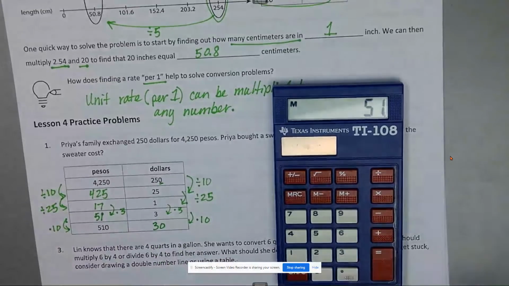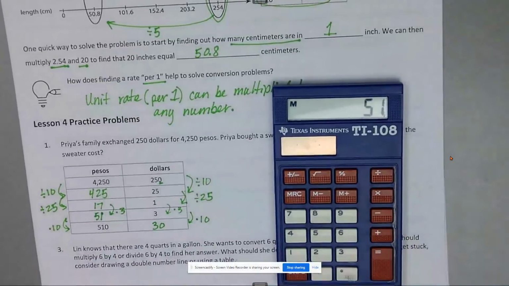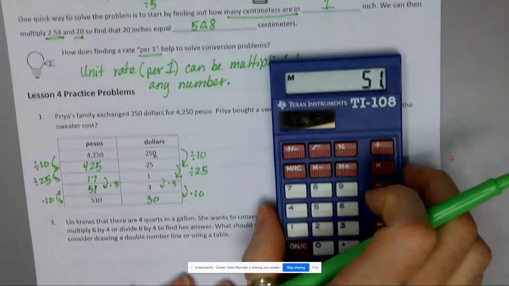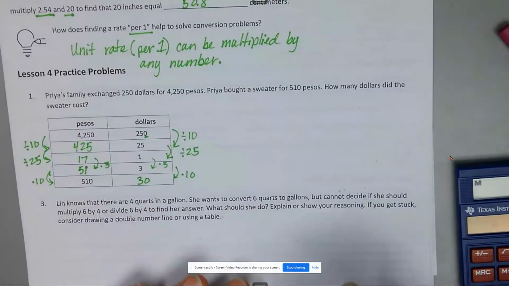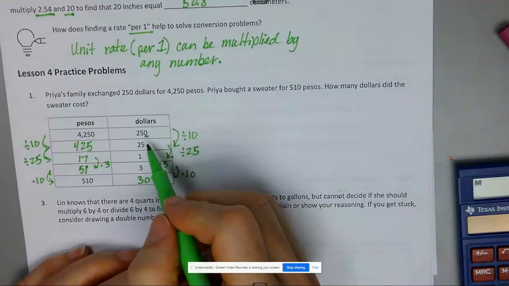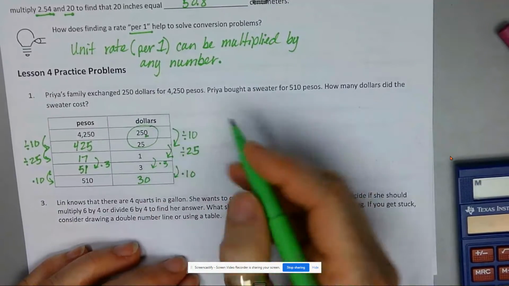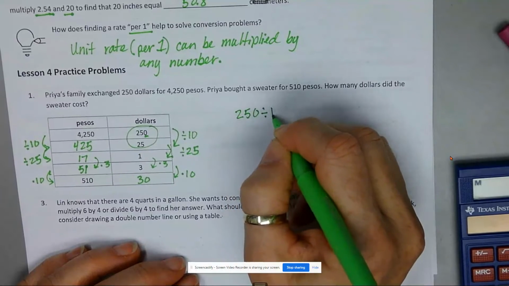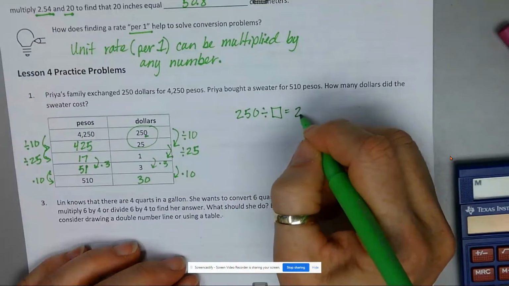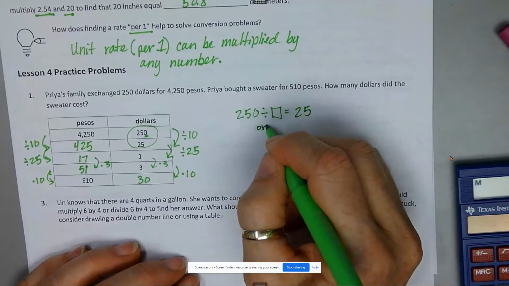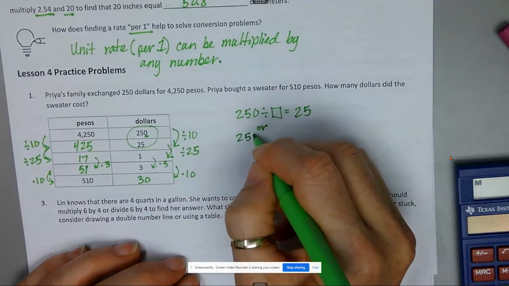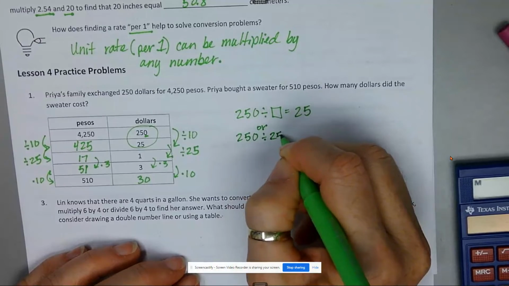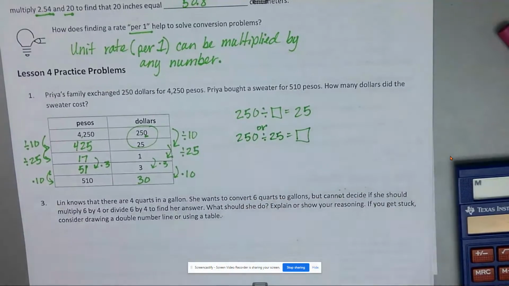You should be able to do all of those calculations. We've been doing these calculations. It is just a little time consuming. Now, if you're not sure how to go from 250 to 10, remember it's division. 250 divided by some mystery number equals 25, or 250 divided by 25 equals the mystery number.